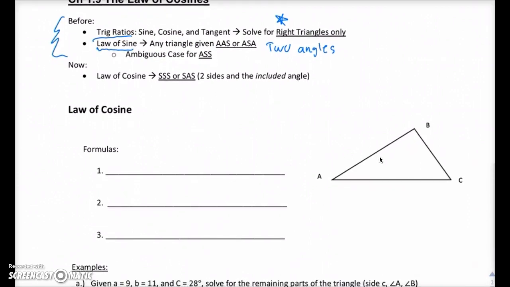And now for today, we'll be talking about the law of cosines, which, please write below here, can be used for any triangle. But specifically, it is when we are given side, side, side, or side, angle, side, where this angle here is the included angle, the angle in between the two sides.